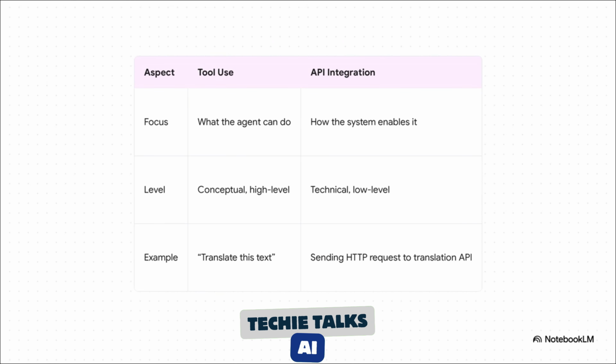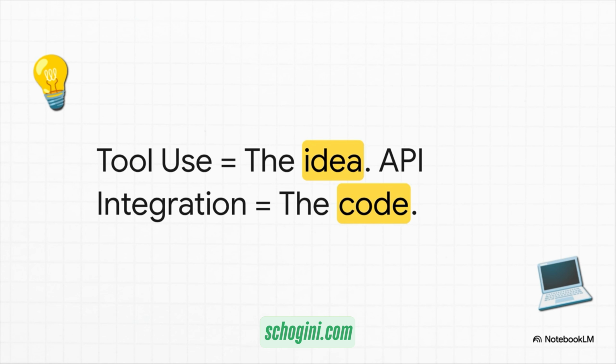This table just lays it all out, nice and clear. Look at the focus. Tool use is about the what, while API integration is all about the how. And the level? One is totally conceptual, super high level. The other is technical, way down in the weeds. And the example just nails it. The thought, translate this text, becomes the actual action of sending a request to a real API. So look, if you walk away with just one thing from this explainer, let it be this. Tool use is the idea, API integration is the code. That's it. That's the whole game, right there. The idea versus the code.